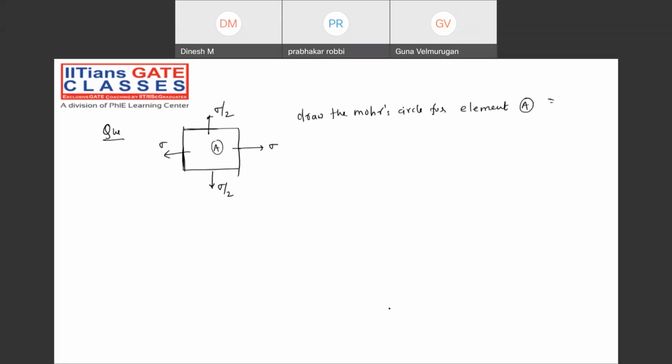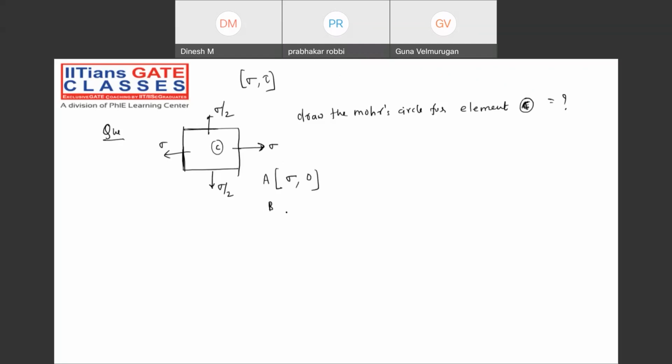That's very simple. First of all, define the coordinate. I'll not be telling you the value; this is element A. Coordinate A. What is the coordinate A? If I say coordinate, what does it mean? Sigma and tau, both will be coming. What is the coordinate? Sigma and 0.